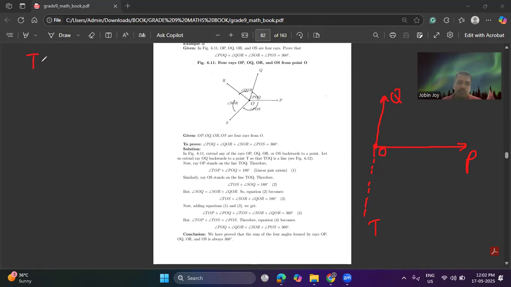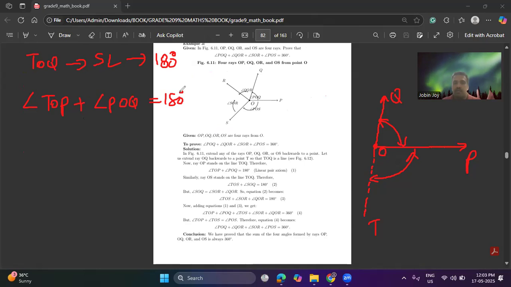So we know that TOQ is a straight line, right? Straight line means the angle is 180 degree. So I can add this angle plus this angle equal to 180 degree. I can write angle TOP plus angle POQ is equal to 180 degree. What is the condition? Linear pair. When you add two adjacent angles and get 180 degree, that is called a linear pair.